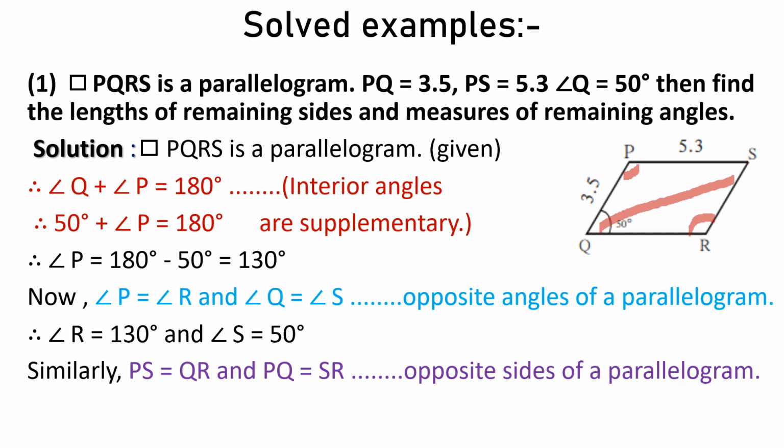Similarly, next we have to find out the lengths of remaining sides also. So the sides PQ and PS are given. The measurement of PQ and PS given. So PS is equal to QR and PQ is equal to SR. Reason: opposite sides of a parallelogram. Therefore QR equal to 5.3 and SR equal to 3.5 because opposite sides of a parallelogram are congruent.